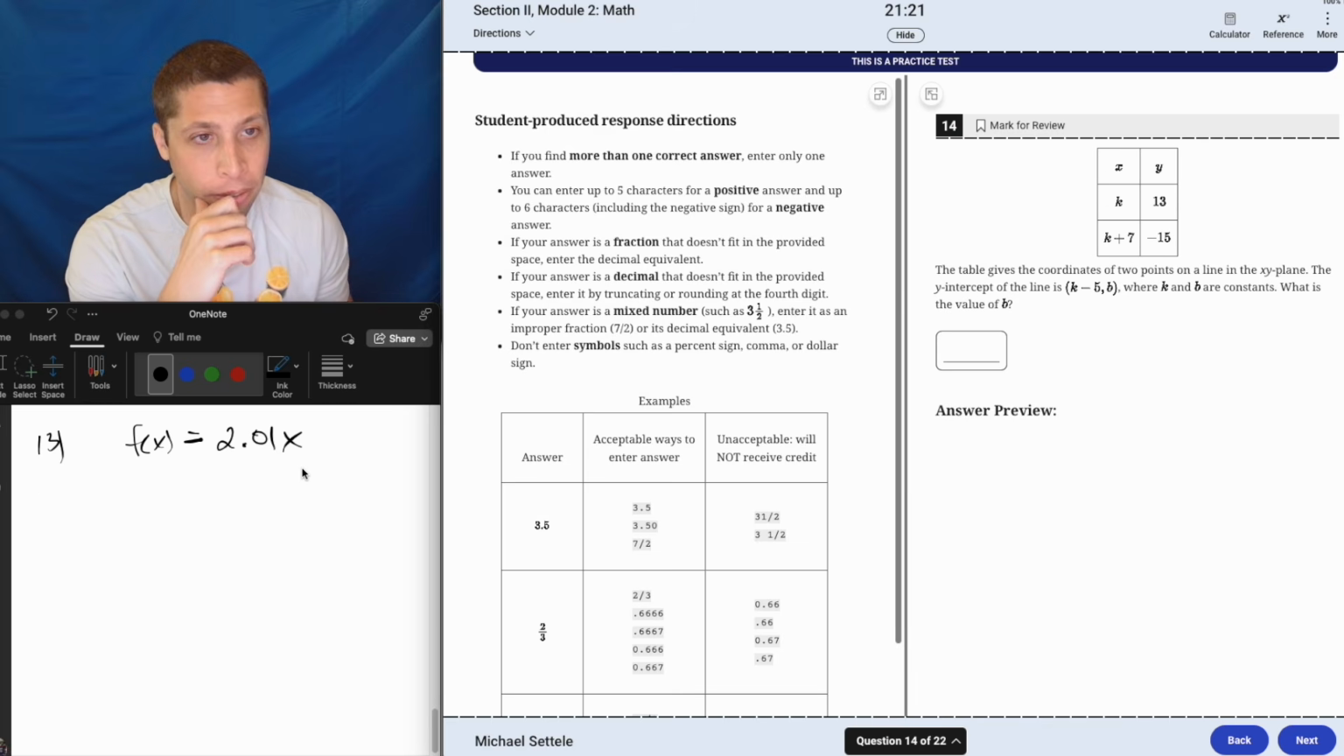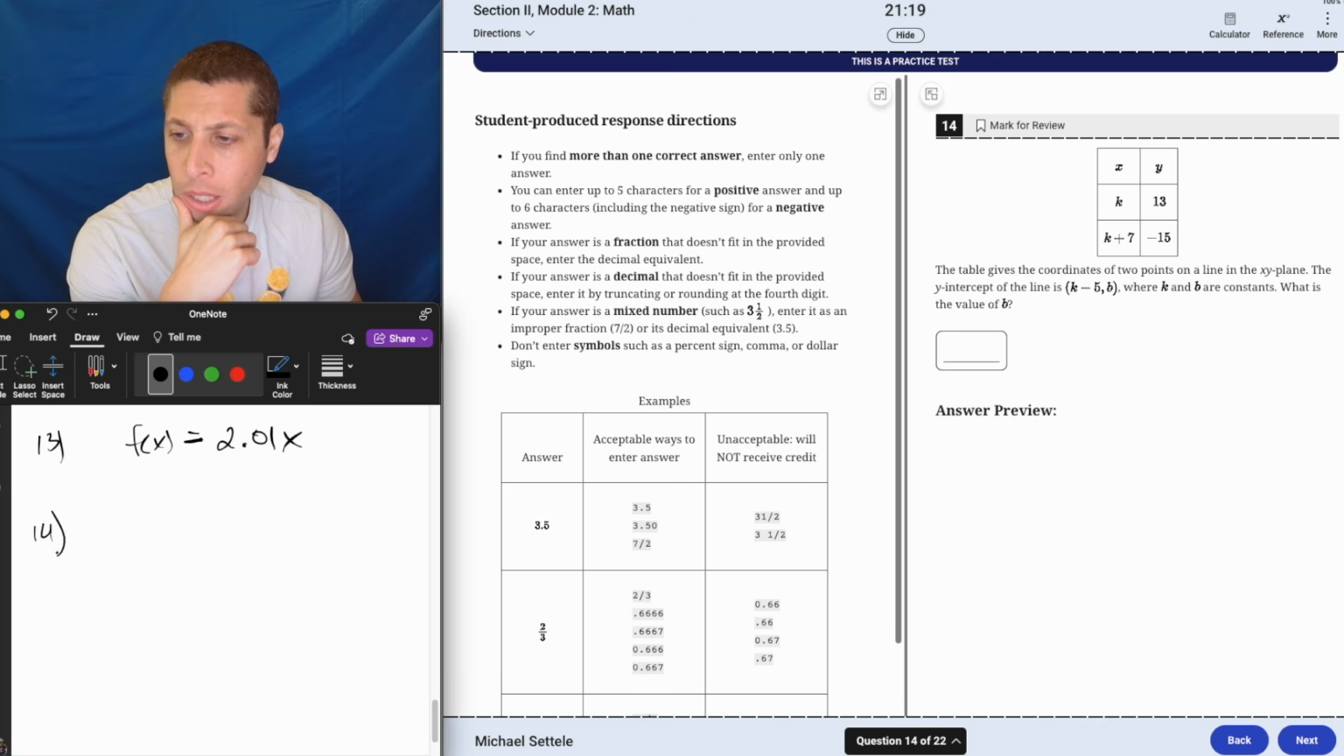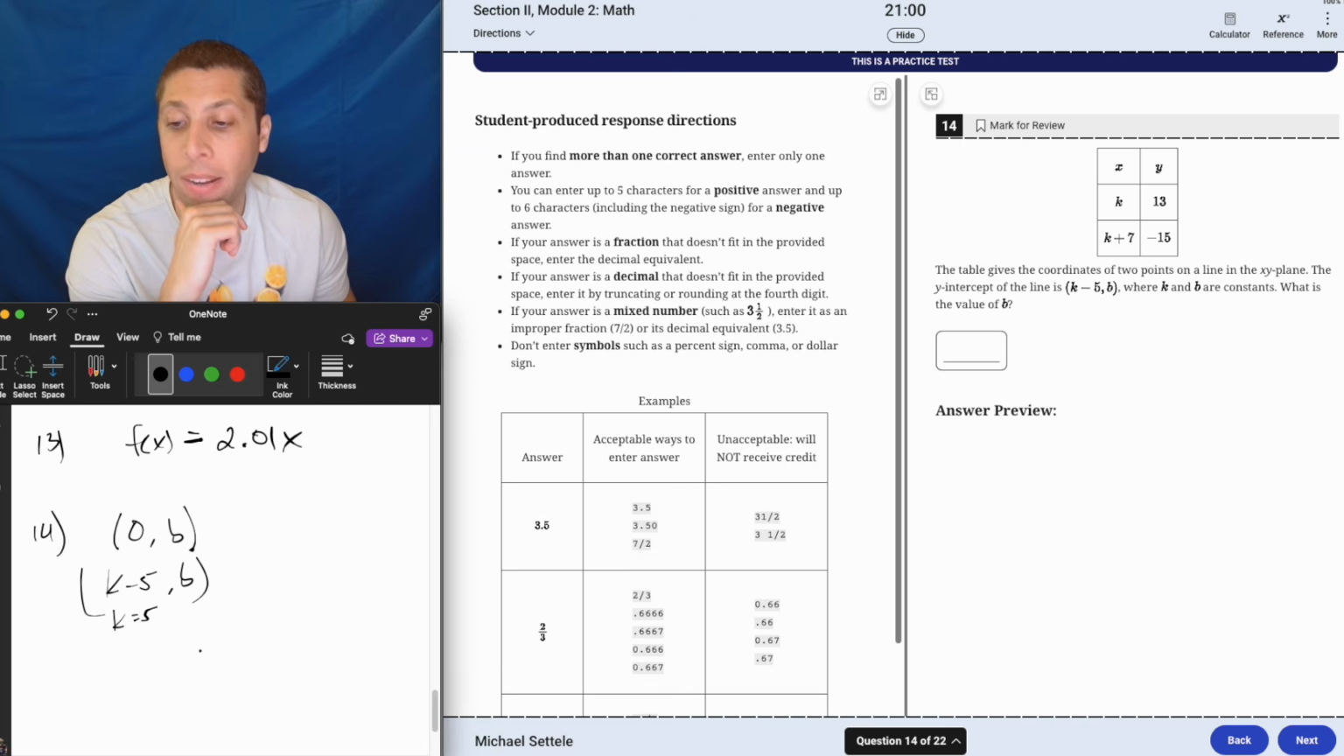This is another question I've seen before. So 14. The y-intercept of the line is k minus 5b, where k and b are constants. What's the value of b? So, okay. Every y-intercept has to have an x-coordinate of 0. So k minus 5 has to be 0. So k has to be 5. What is the value of b?